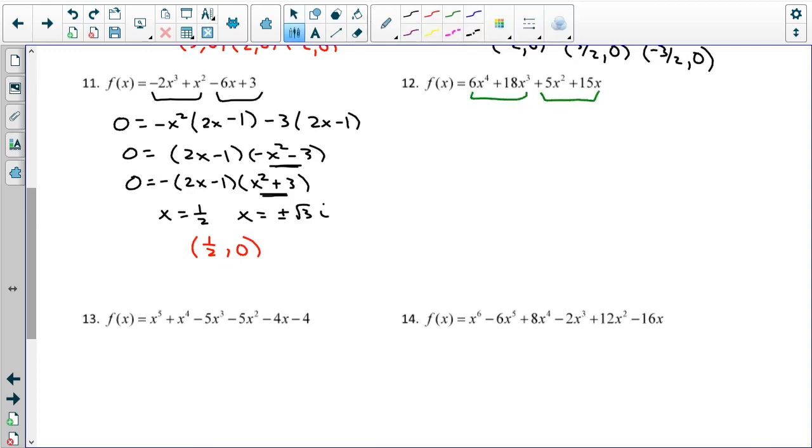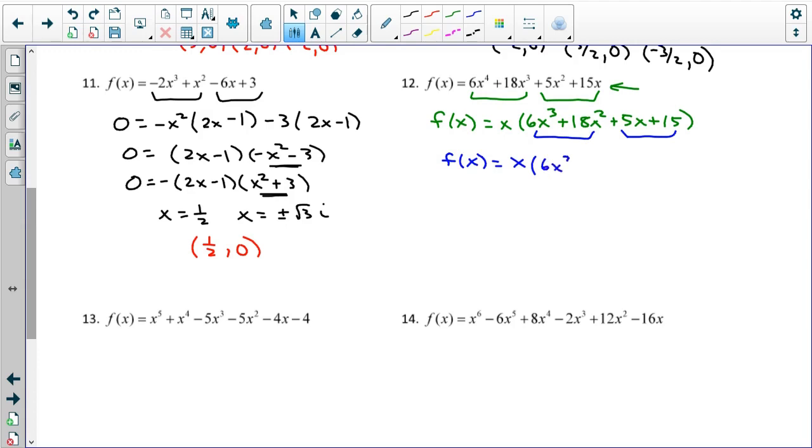Number 4, I will group these. Oh, there's a GCF. We need to be careful. So f of x equals x times 6x to the third plus 18x squared plus 5x plus 15. Now I will group these two binomials. f of x equals x times, the greatest common factor of this is 6x squared, and I'm left with x plus 3. And then the greatest common factor of this is 5. I'm left with x plus 3. So I have 0 equals x times 6x squared plus 5 times x plus 3.